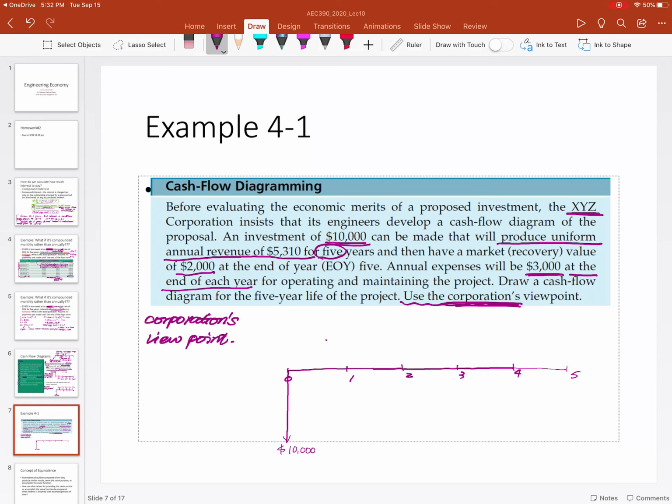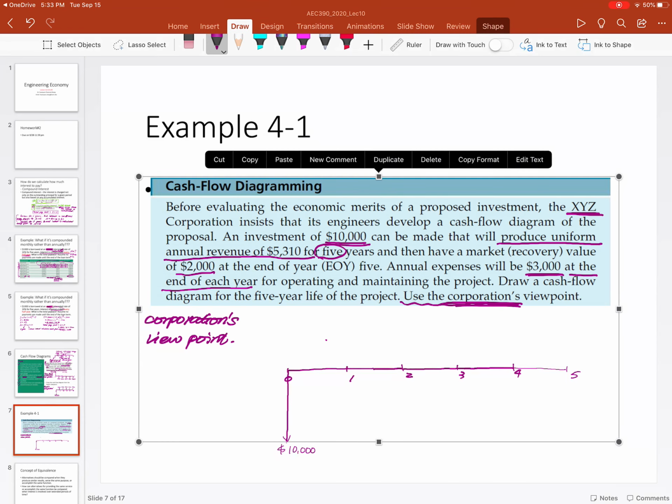Okay. And next thing, every year this project will make an annual revenue of $5,310. Okay, so which means at the end of each period you have income of 5,310, and that's smaller than 10,000. So the line is shorter than the first line. And it's going upward because that's your revenue, that's your income for your corporation, right? So it should be half of the length, like that. And you label that amount, 5,310.